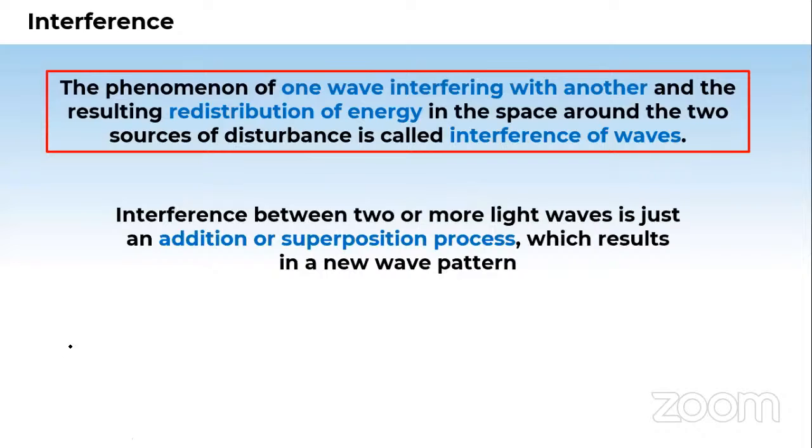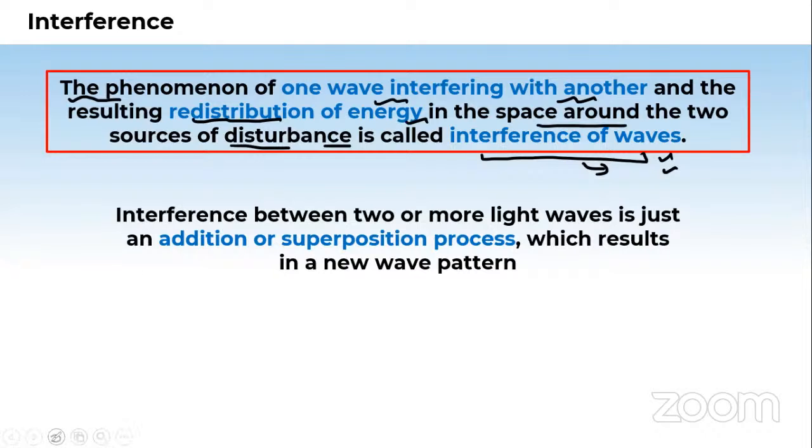This is seen so many times. Now let us see the definition again. The phenomenon of one wave interfering with another and the resulting redistribution of energy in the space around the two sources of distribution is called interference of waves. Remember it always.